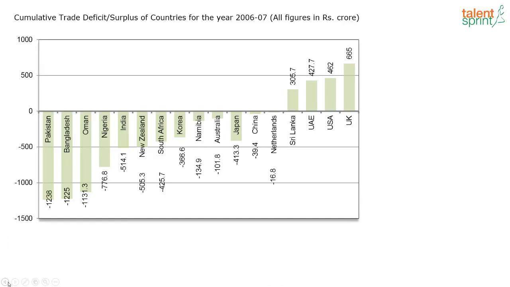What is given here? Cumulative trade deficit or surplus of countries for the year 2006-2007. All the figures are in crores. So this is another way in which bar graphs are represented. Now, if you look at this graph, see there is a 0 line here, right? Origin or 0 line here. Here on top, it is representing countries which have trade surplus, right? That is extra. In trade, whatever they have extra is represented here.